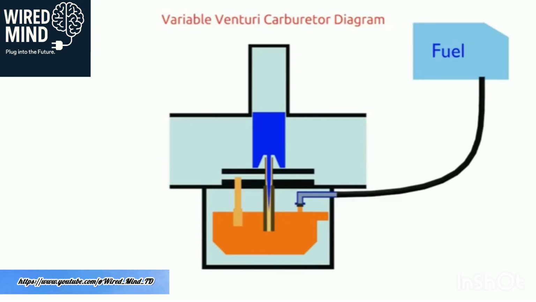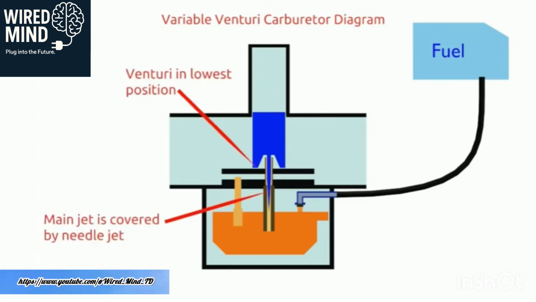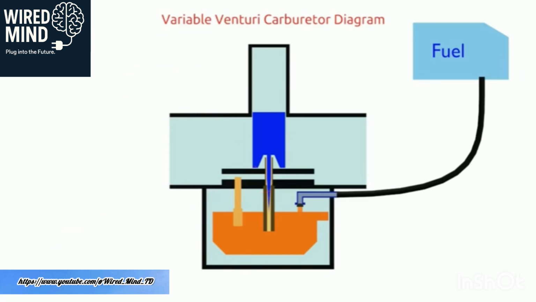So when the engine is idle, the piston is in the lowest position. It makes the venturi very narrow. And the main jet is also covered by the needle jet. This condition forces air to flow through the idle air channel and fuel out through the pilot jet.